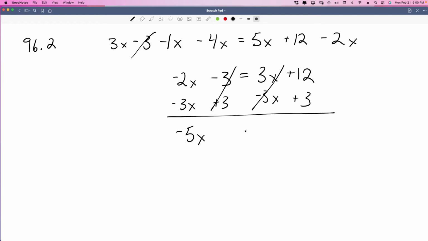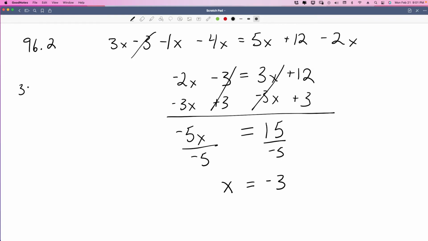So now I have a negative 5x is equal to 15. So if I divide both sides by negative 5, I find that x is equal to negative 3. Now, if we want to, we could take this and put it back into the original equation and see if it works out. So why don't we do that? We'll do it right here.